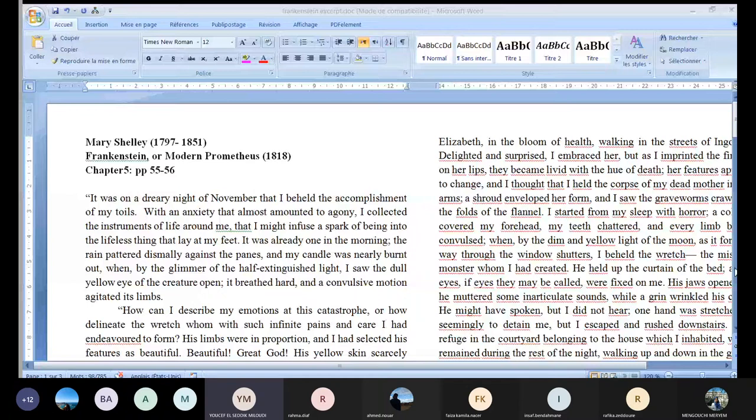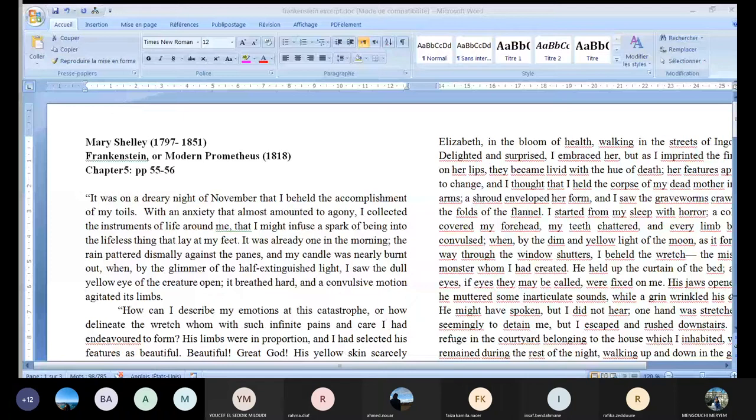The settings are grim, gothic. They're typical settings for Gothic novels, I think, because he uses words like agony, dreary night. He's describing what he was feeling the moment he was about to create the monster. It's Gothic, dark, and grim. Yes, thank you very much.